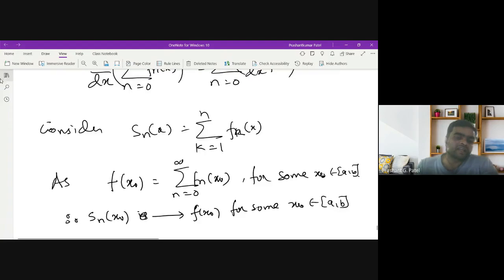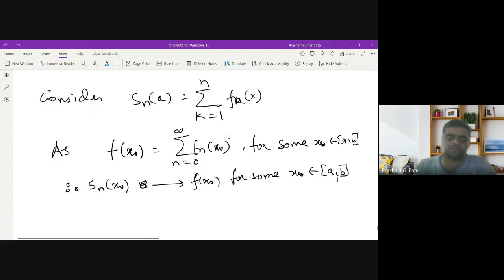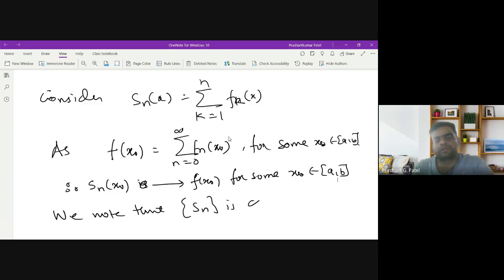The second condition is each Sn is differentiable. Since each fk is differentiable and Sn is a partial sum, we know that the sum of two differentiable functions is differentiable. So as per that argument, Sn is differentiable. So we note that the sequence Sn is differentiable on the open interval AB. So that condition is also satisfied.